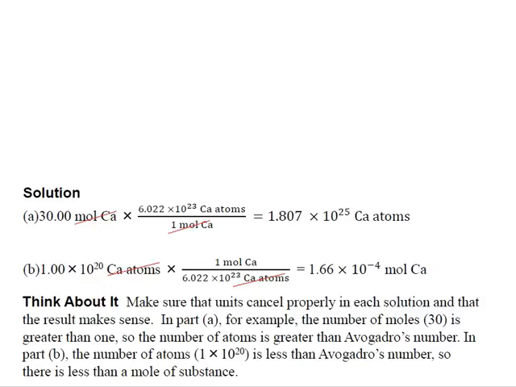One message just to think about before we go on is to make sure that units cancel properly in each of our answers and that the result makes sense. So in part A, the number of moles, which is 30, is greater than 1, so the number of atoms is greater than Avogadro's number. In part B, the number of atoms is less than Avogadro's number, so there is less than 1 mole of a substance.